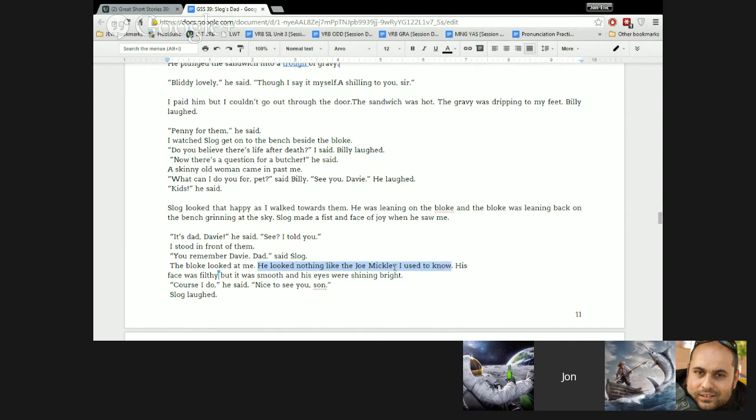Okay. So Joe Mickley is Slog Mickley's father. Yeah. And Billy is the butcher. So there's a lot of names, but there's really only four characters. It's just Slog, Davy, the bloke, and we hear about the father earlier. So it's really those three characters, Slog, Davy, and the bloke. Maybe a few others, but they're not really in the story. So he doesn't look like his father.